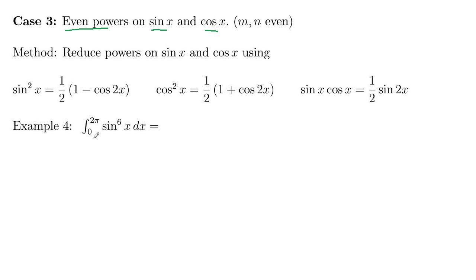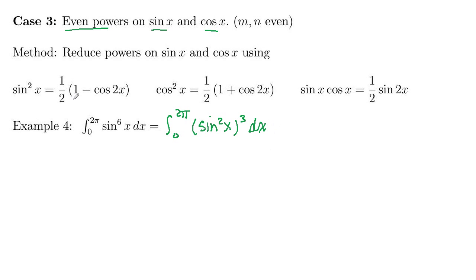We want to do the integral from 0 to 2 pi of sine to the 6th x dx. So even power on sine, and the power on cosine is 0, which is also even. So even powers on both. What we want to do here is first take that sine to the 6th and write it as the integral from 0 to 2 pi of sine squared of x, cubed, dx.